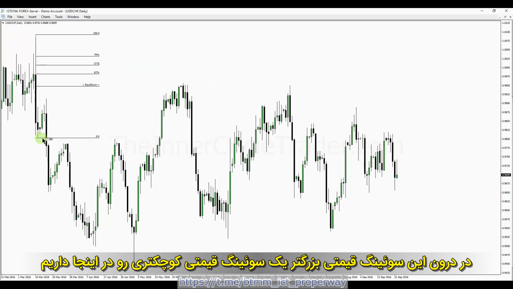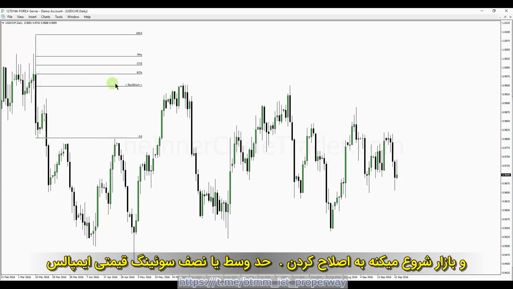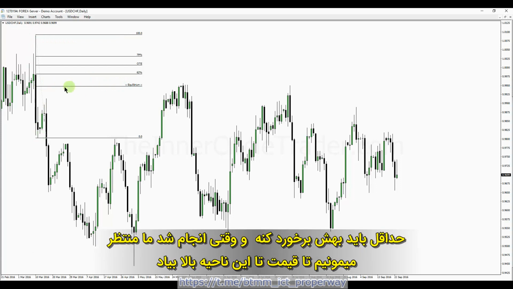In this larger price swing, we have a smaller price swing here. We have the high down to this low, and the market starts to retrace. Equilibrium, or half of the impulse price swing, has to be at least touched, and then once it hits that, we watch for price to reach up into this area here.